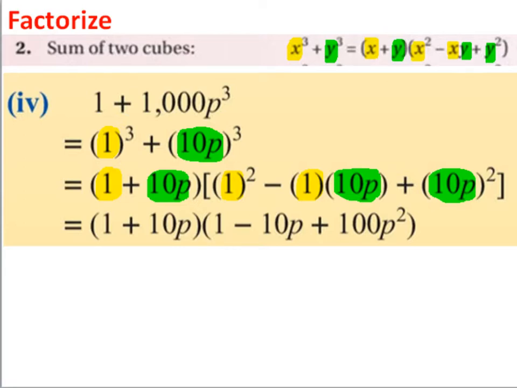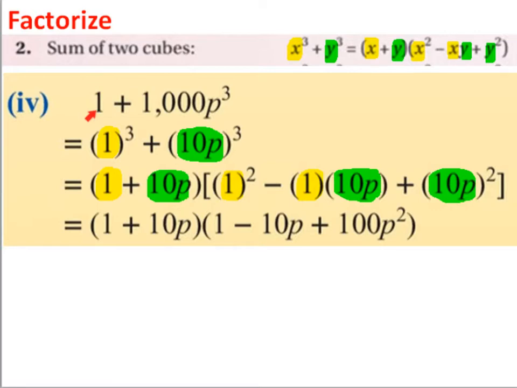So in this example, we have the sum of two cubes. The formula for the sum of two cubes is x cubed plus y cubed is equal to x plus y times x squared minus xy plus y squared. So again, you need to learn this off by heart. It's very, very similar to the difference of two cubes, but the signs are different. So learn this off by heart.